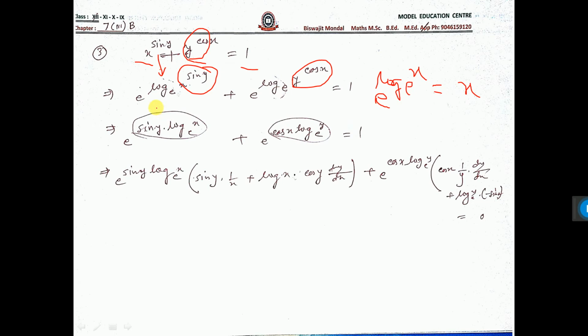Now see, next line what I did: in case of log, if anything has a power, it jumps and comes here. Here also this is a power, so it will jump and come here. That I have written here: sin y, e to the power sin y log x base e, and here e to the power cos x log y base e.